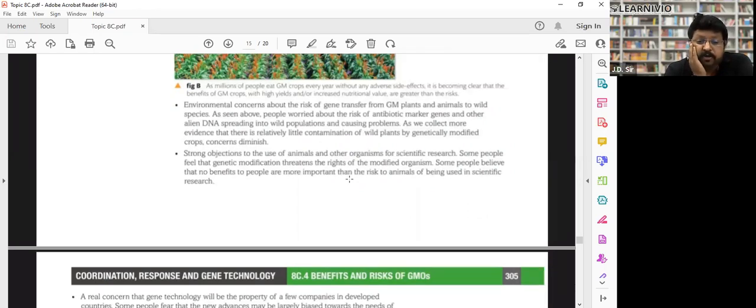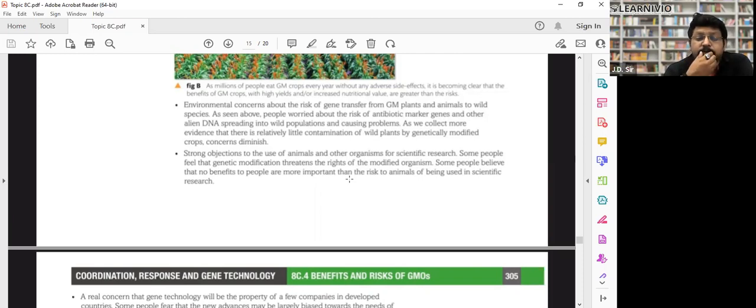Environmental concern is about the risk of gene transfer from GM plants and animals to the wild species, what I was discussing. As seen above, people worried about the risk of antibiotic marker genes and other alien DNA spreading into the wild population and causing problems. As we collected more evidence that there is relatively little contamination of wild plants by genetically modified crops, concern diminished. Right now, scientists have developed plants which pose little concern about polluting the wild varieties through pollination.